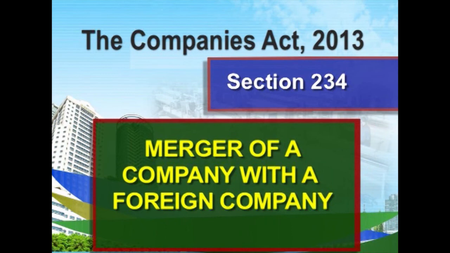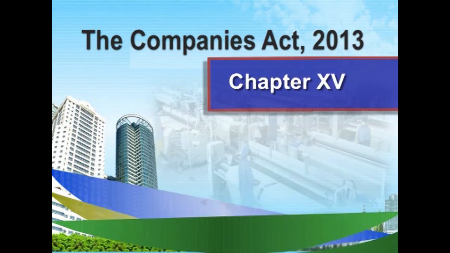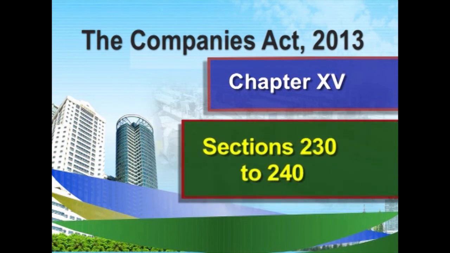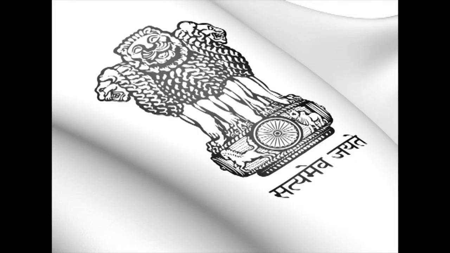Section 234, Merger of a company with a foreign company. The provisions of Chapter 15 with sections running from section 230 to 240 are to apply mutatis mutandis to schemes of merger and amalgamations between companies registered under the Act and companies incorporated in jurisdiction of such countries as may be notified from time to time by the central government.